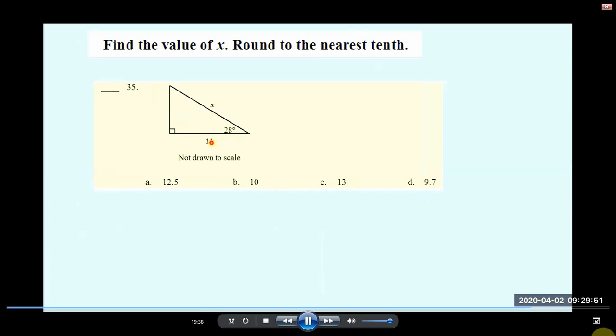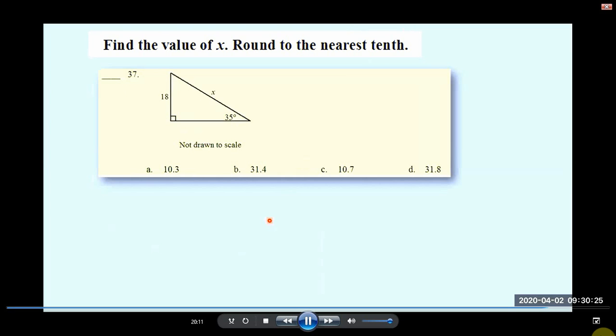Guys, for this one, find x, nearest tenth. 28 degrees. 11 is adjacent and x is the hypotenuse. What is the ratio of adjacent and hypotenuse? Cosine. Then cosine 28 equals 11 over x. Then x equals 11 over cosine 28, use a calculator and round to the nearest tenth, 12.5. The same: opposite and the hypotenuse is sine. Then sine 35 is 18 over x and complete x.